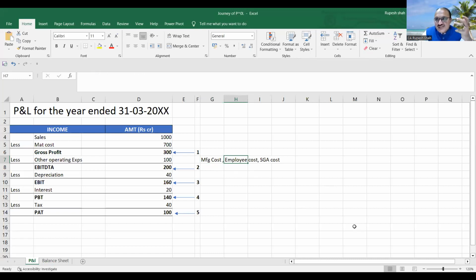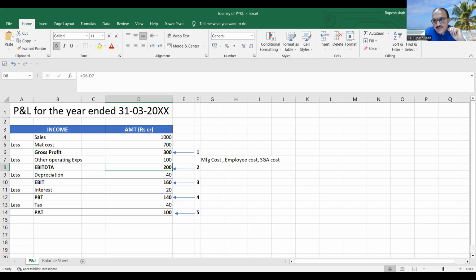My laborers, my factory staff, my normal office staff, etc. This is my employee cost. And SGA is sales and general and admin expense. So I have a sales and distribution expense, logistics expense. These are called the sales expense. Then I have certain general expense and admin expense, office establishment expense. These are called SGA expenses. These are part and parcel of my core operations. When I minus and plug together all these as other operating expense, say 100 crore is my expense, hypothetically. Then I am left with 200 crore profit.